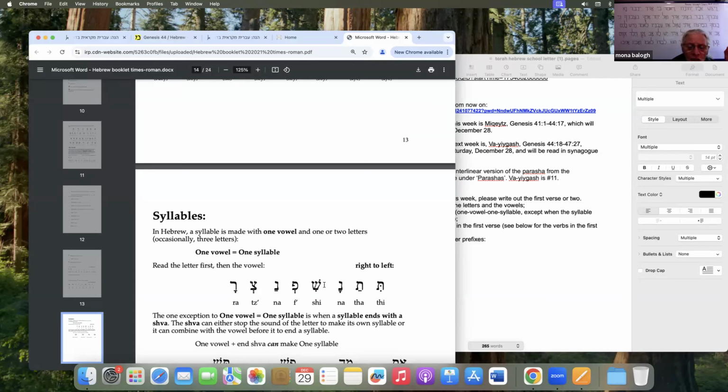Mem kamatz ma, chaf sofit shava says either ma che or mach. Okay. Fe hirek fe, shin shava sh. So fe sh or fish. Tav kamatz ta, shin shava sh, either ta she or tash. You can pronounce it either way, but you'll figure it out. It just sounds better one way or the other when you're actually using the words.